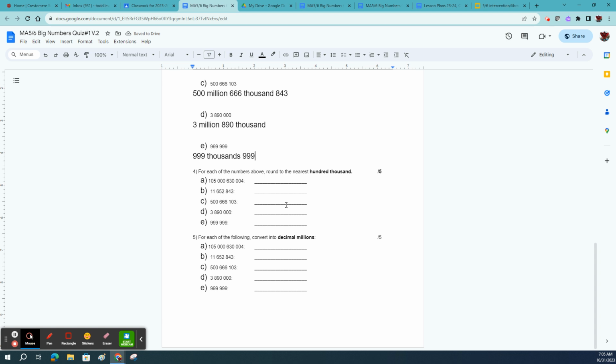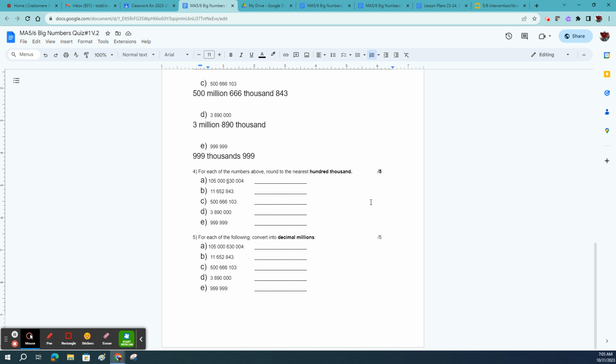Okay, this one we are rounding. So you should have underlined the digit that's in the 100,000 place value. And then you need to look to the place value to its right. If that number is 5 or greater, yep, your 100,000 is rounding up. If it's not, like this one is, it stays the same.